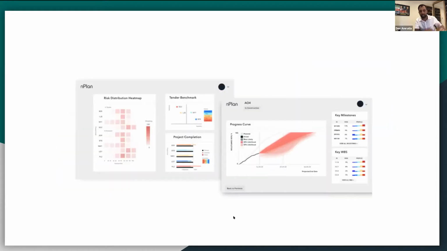All of this, of course, our users are not machine learning engineers. Our users are normal project controls professionals from around the world that speak different languages, care about slightly different things. And so we like to create beautiful imagery, beautiful visualizations that they can interact with.